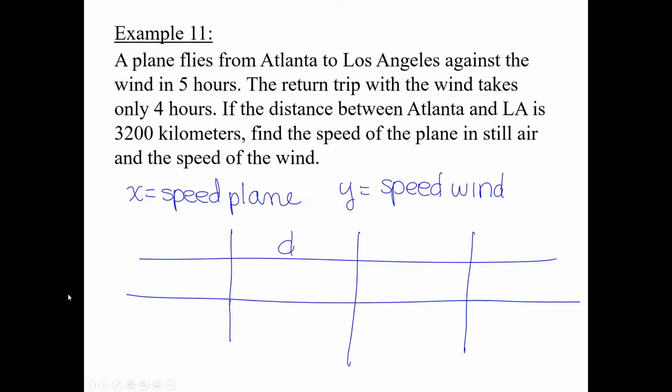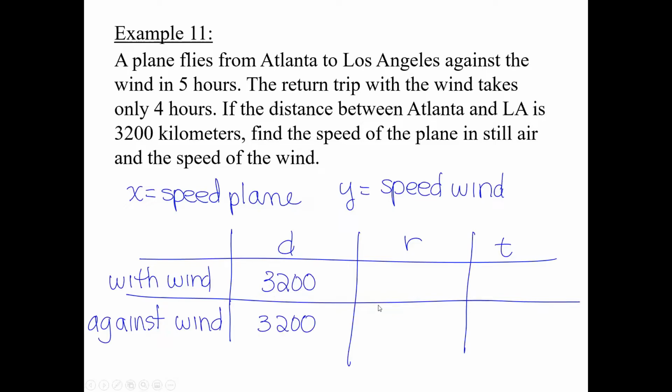So let's just display our information. The distance, rate, and time are the factors of this formula, of this problem. With the wind, it's 3,200 kilometers. Against the wind, still 3,200 kilometers. Now, with the wind pushing you, you got the ambient plane speed plus the wind speed. Against the wind, you got the ambient plane speed minus the wind speed.